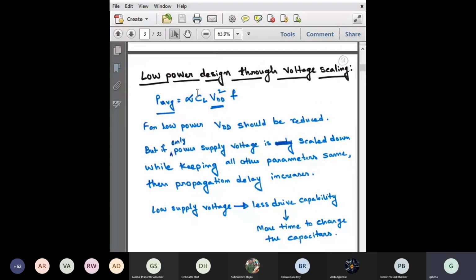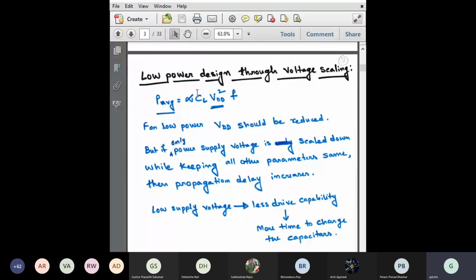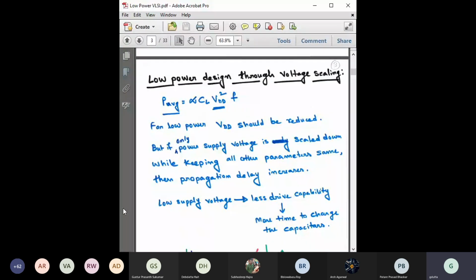But right now, we will focus on low power, how we can reduce the power consumption in a particular IC by scaling the supply voltage, VDD. Please do not confuse it with the voltage scaling for different CMOS technology nodes. When you scale down a device, you have to also scale down the supply voltage VDD. So this is not that.